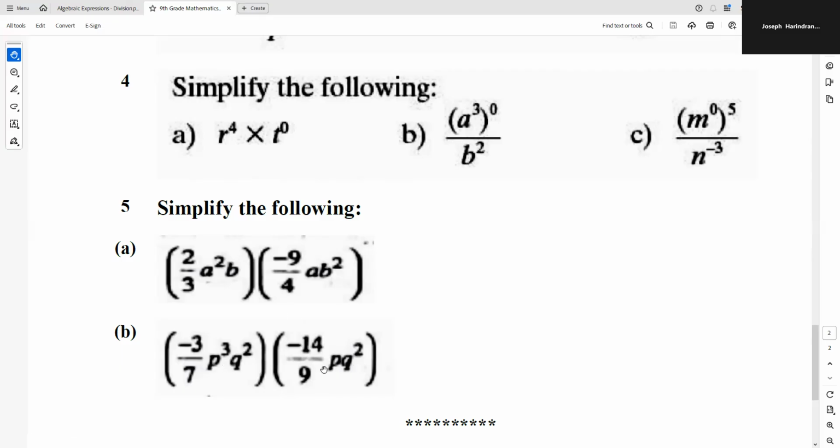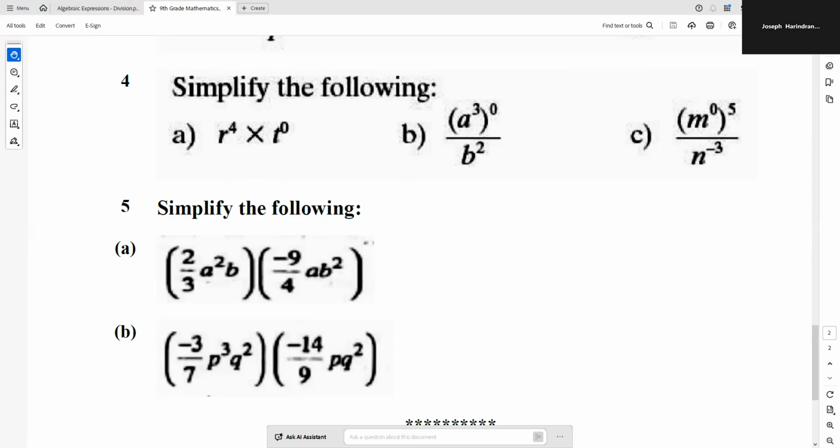P power 4, p cubed into p. P power 4 into q power 4. That's all. P power 4, q power 4. 2 by 3, p power 4, you can just verify it. Let's move on to another set of questions.